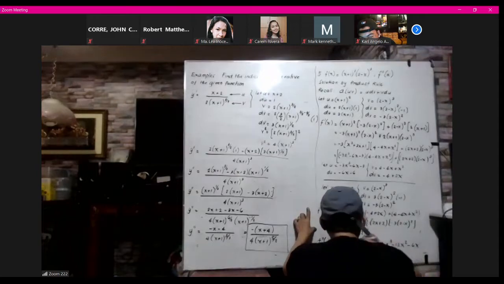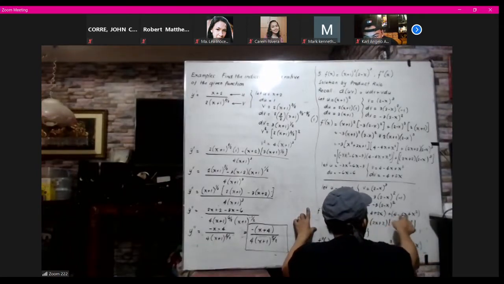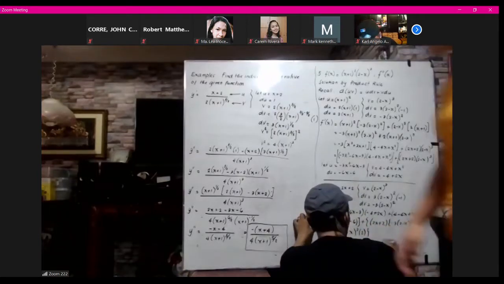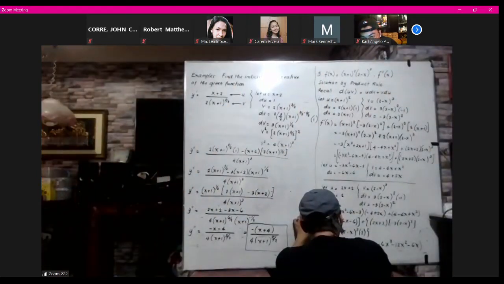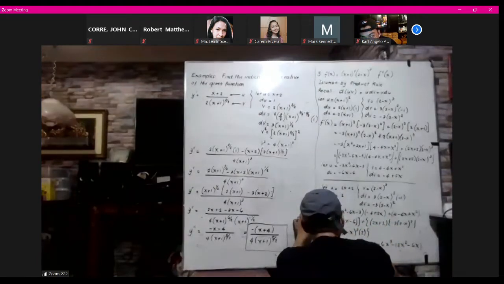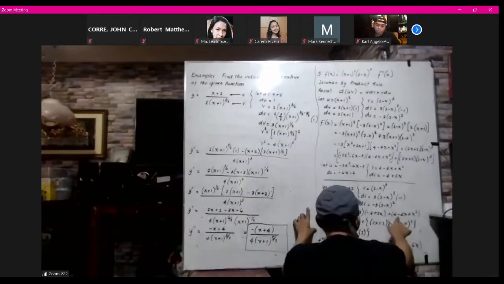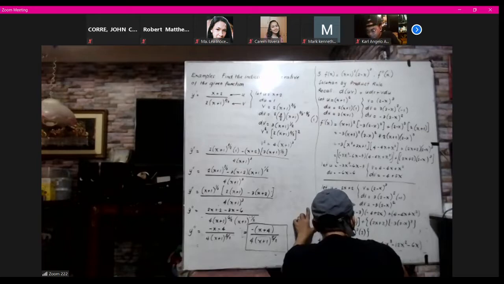Dito naman tayo, lagyan ko lang ito ng parenthesis. Okay, ito naman. Ito at saka ito. O, start tayo. Plus, lagyan natin ng parenthesis. So, negative 6x times 4, negative 24x. Then, negative 6x times negative 4x, positive 24x squared.